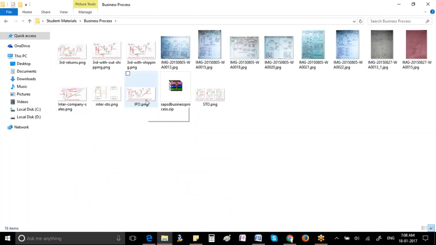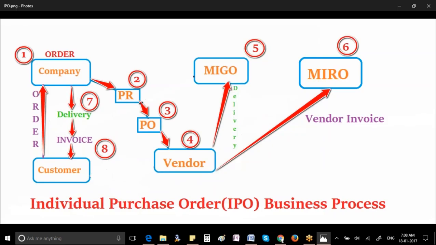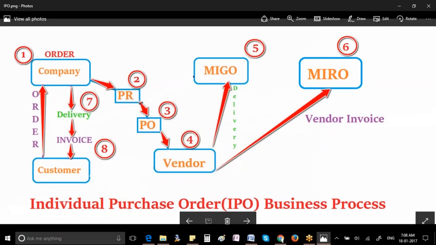And you can also see the business process, how I have written all these things. You see the IPO process, to help you better understand and clear your telephonic interviews or Skype interviews very easily. I have drawn all of this. By just looking at this image, I can give a lecture of 10 hours. Okay, that's how you need to prepare.